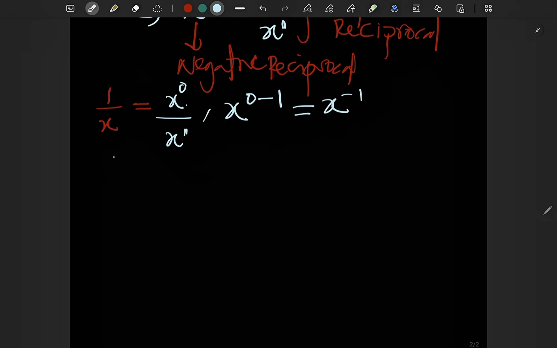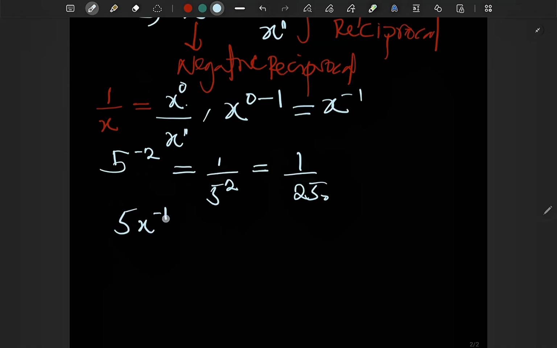Now, how about it? We have 5 raised to power minus 2. 5 raised to power minus 2 is equal to 1 over 5 raised to power 2, which is equal to 1 over 25. Moving ahead, how about reciprocal in brackets? So if we have 5x raised to power minus 1, look at this case, and 5x in bracket raised to power minus 1. In this case, we introduce a multiplication.